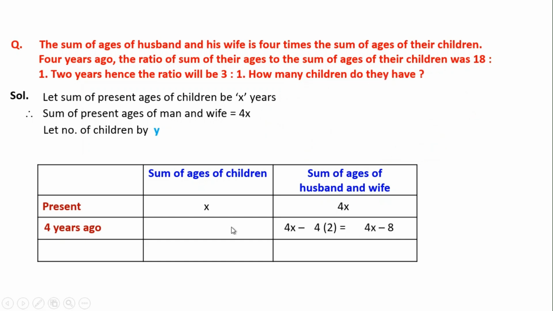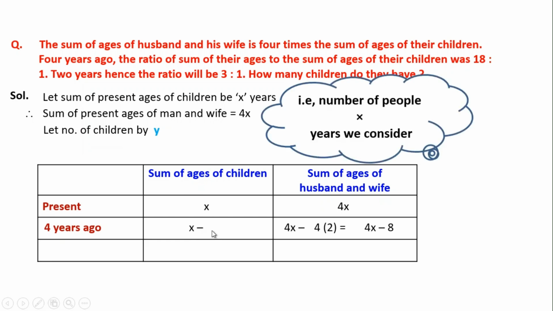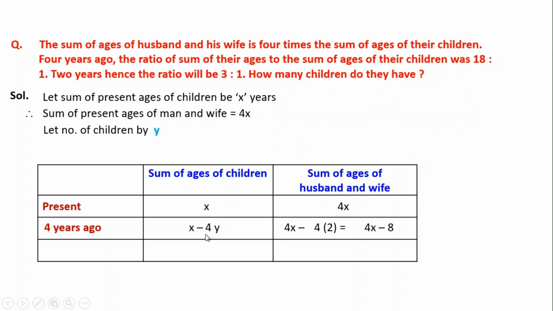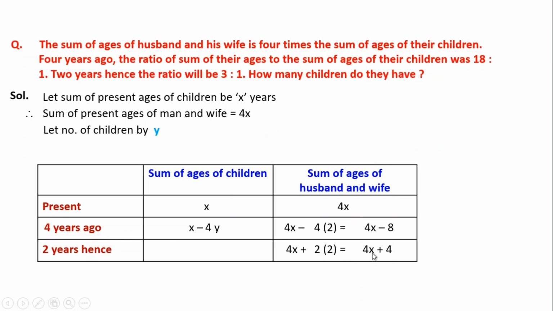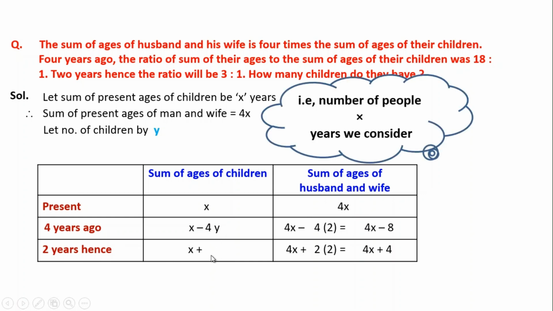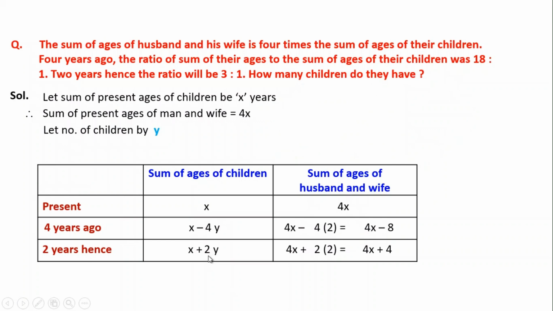What about children? We don't know the number of children, but we have assumed it as y. So x minus the number of children y times 4 years, so 4y. Now one more condition: 2 years hence means 4x plus 2 times 2, since 2 people and 2 years, 2 into 2 is 4. So 4x plus 4. And here it will be x plus 2 into the number of children y, so 2y. Now up to here the condition is over.